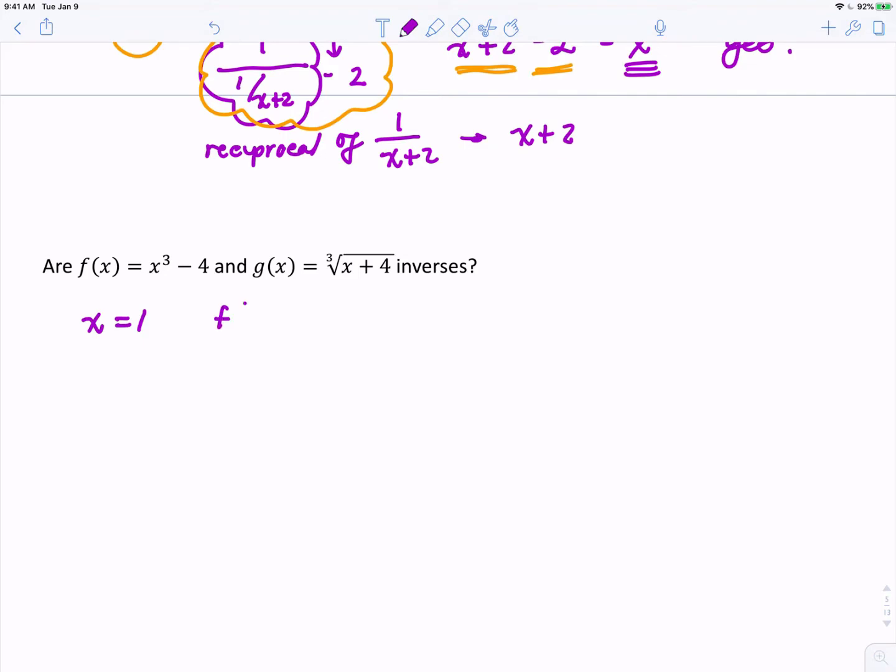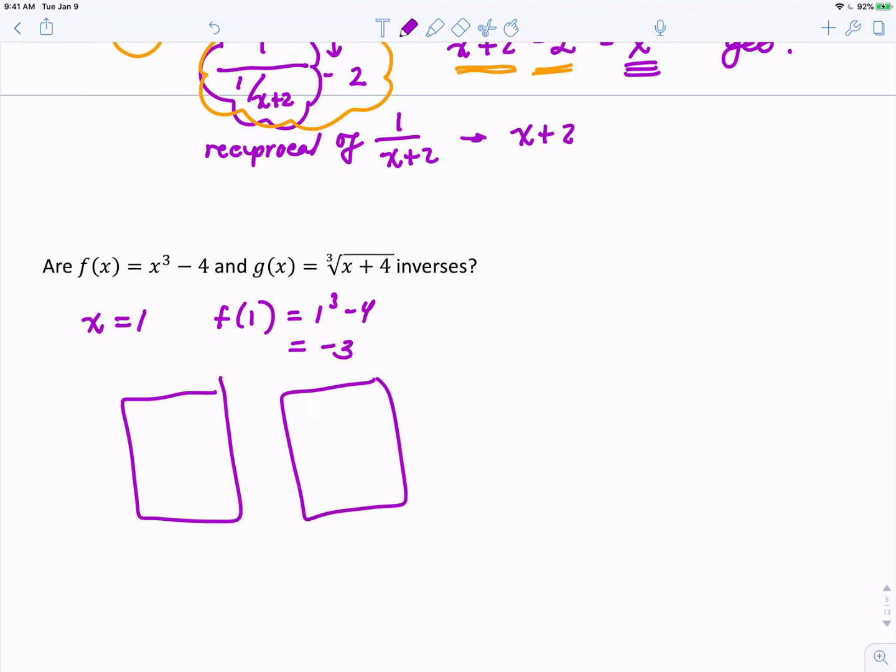So f of 1 would be equal to 1 cubed minus 4. In other words, f of 1 is equal to negative 3. So now what I'm going to do, and again, sometimes pictures help, I'm just going to set up my pictures here. I put the number 1 into f, and out came negative 3. What am I going to do now? I'm going to put that into g, and the question is, what do I get out? If I get out 1, then it's possible that they're inverses, and I'll go ahead and show it in the general case. If I don't get out 1, then I know they're not inverses, and I'm just going to stop.